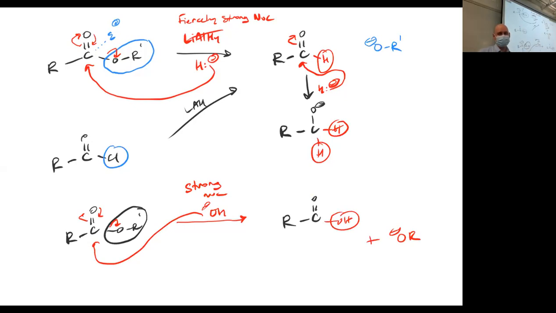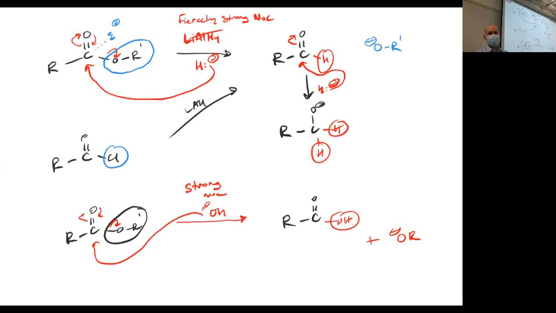But it doesn't make a lot of sense to do this. We can, and we can break an ester this way. And it's fine. It can function. So it's something that we can do. They will react with strong nucleophiles.